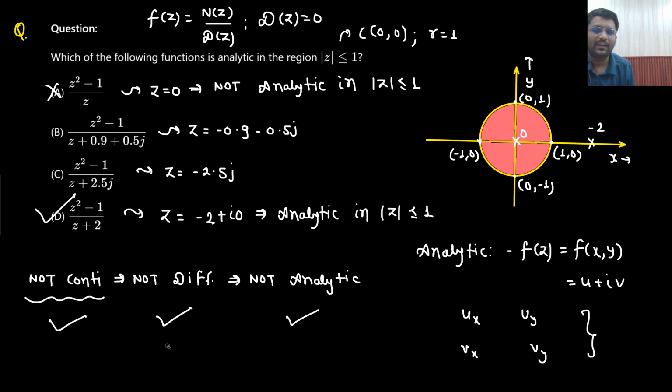What about 2j? Where will 2j be? Sorry, what about minus 2.5j? We are talking about minus 2.5j. What is the meaning of minus 2.5j?